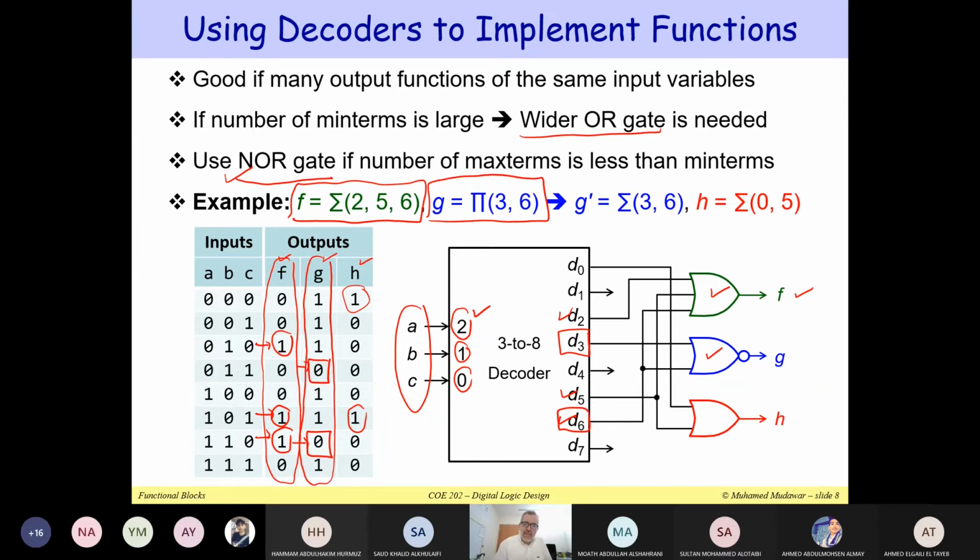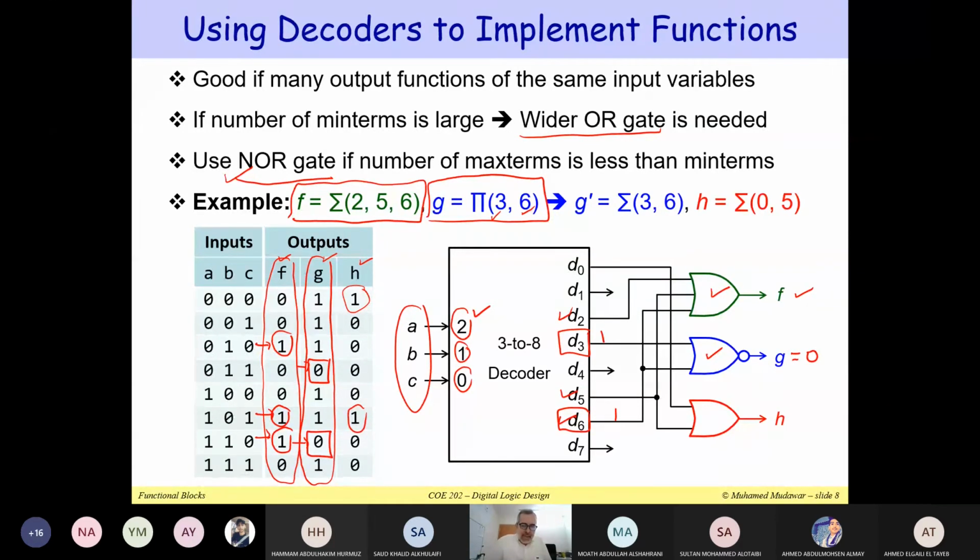If D3 is equal to 1 or D6 is equal to 1, any one of these is equal to 1, you get the output equal to 0, because in the case of the NOR gate, it is sufficient that one of the inputs is equal to 1 to get the output equal to 0. So you see that the NOR gate can output the max terms of the function. That is much better than using an OR gate that will output the minterms. Here you can see that the max terms are 3 and 6. Therefore, we can use the 2-input NOR gate to output 0.